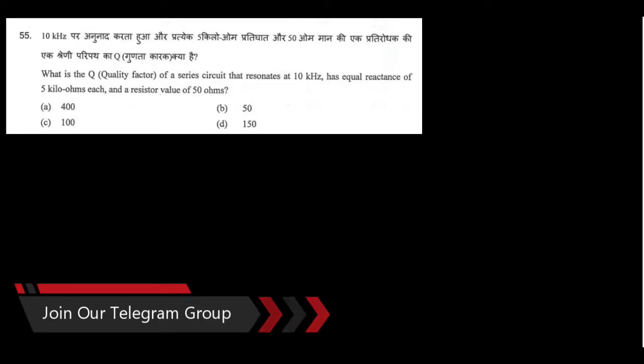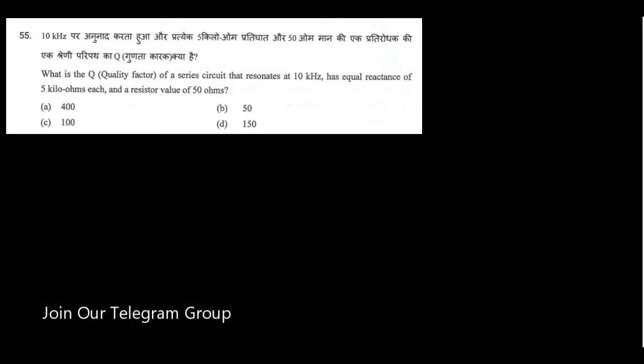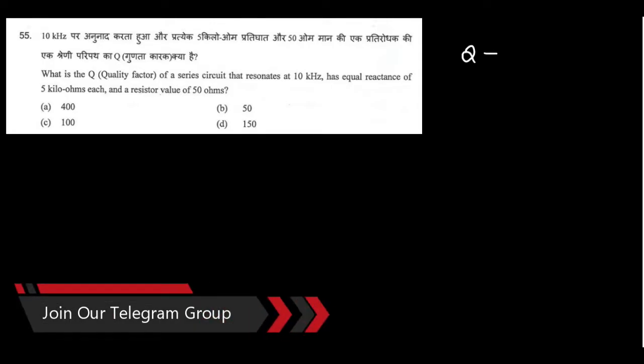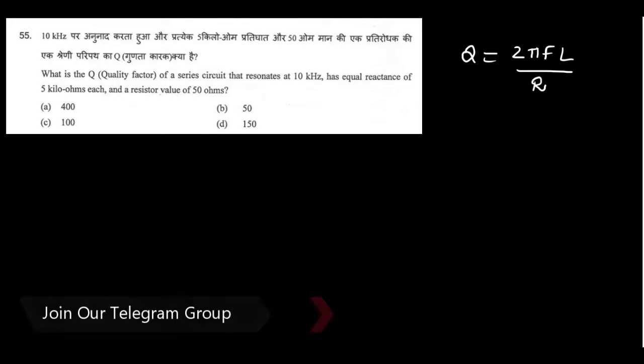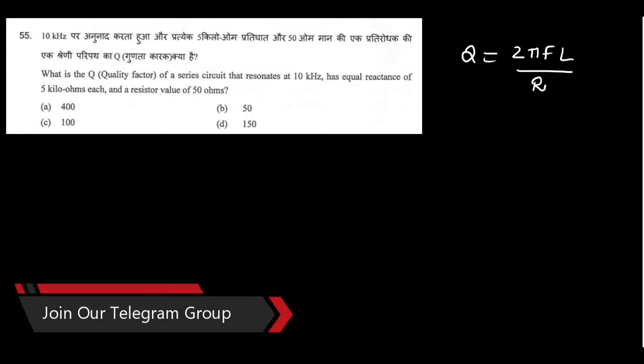What is the quality factor of a series circuit that resonates at 10 kHz, has equal reactance of 5 kilo ohms each, and resistor value of 50 ohms? Now what is the equation for quality factor? That is Q equal to 2 pi FL upon R. We have to find the quality factor. F is given as 10 kilohertz. Equal reactance he told.